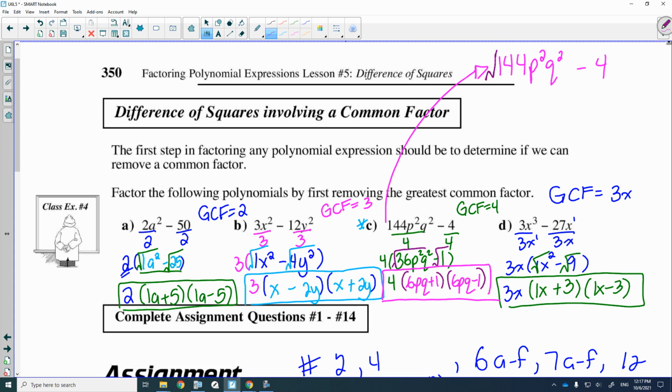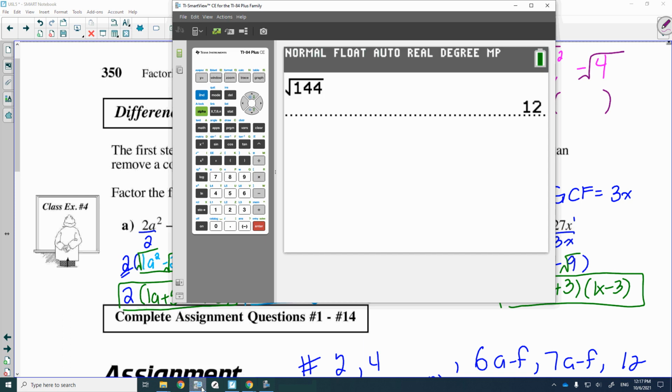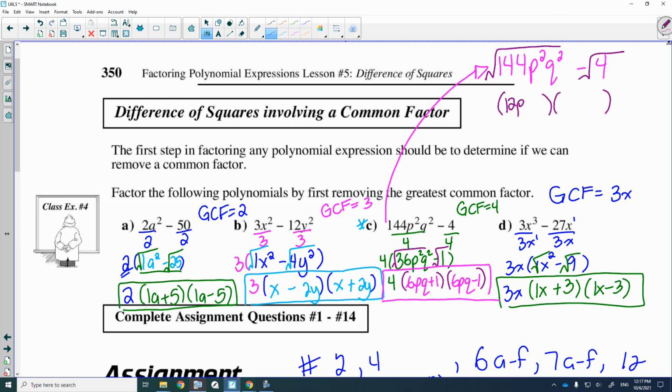So do this question like up at the top. If you don't see the GCF, like the first time I did this question, I didn't see it because I know I could square root 144. I know I could square root 4. So then I said, okay, 12p, nope, what am I doing? Yeah, sorry, 12pq plus 2, and 1 gets a -2.